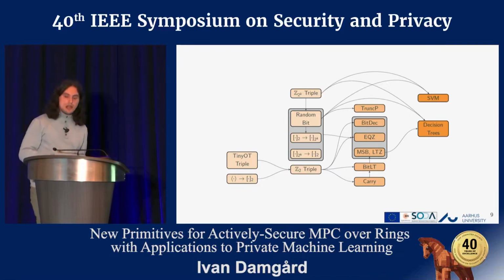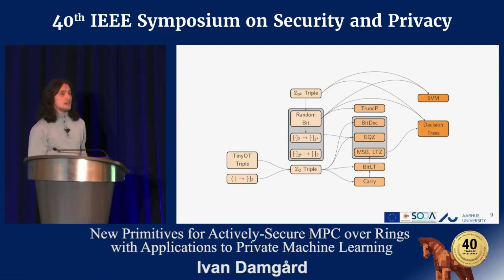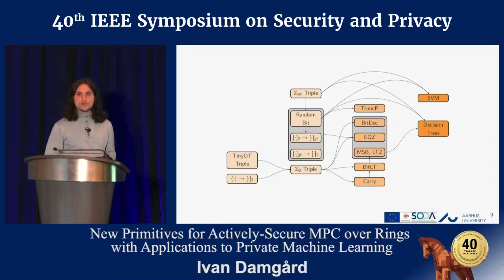So you have shares of a value, and you want to get shares of the bits. We have equality check, the extraction of the most significant bit, which is equivalent to comparing two numbers in equality. We have also another inequality, but it's like bitwise inequality, and then finally obtaining the carry bit of an addition. A lot of primitives for being able to get more applications for this type of protocols.